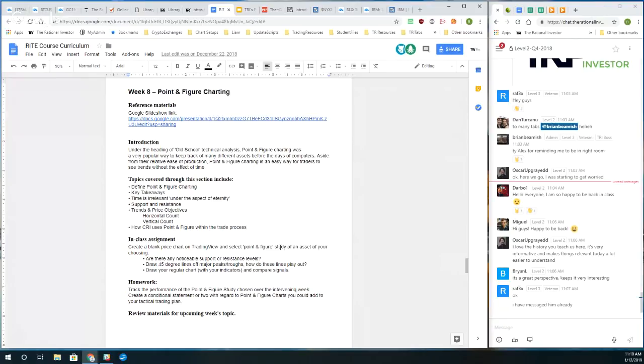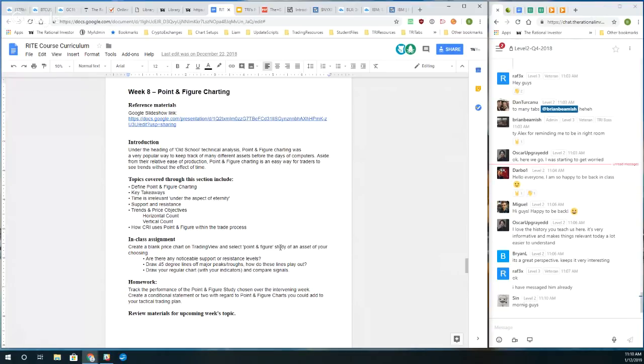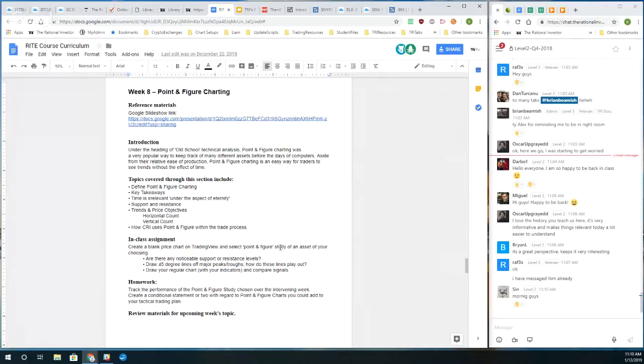And we have to be very, very careful when we plot these point and figure charts about what the box sizes are. Because if you set the box size too small and you go through something like the Dow Jones Industrial Average, you can literally freeze up your computer. So just be cognizant of that. We have to be careful not to overload our computers with these tools.